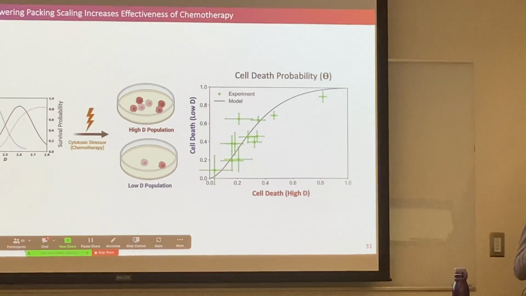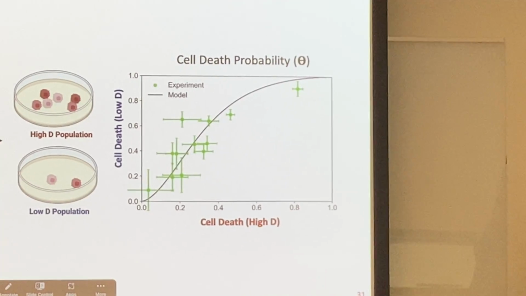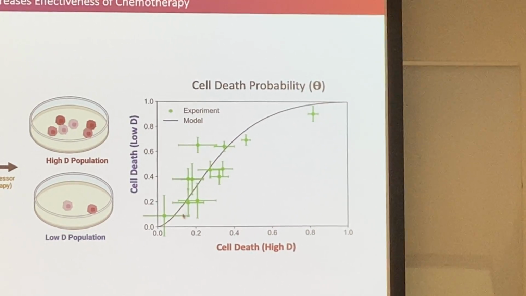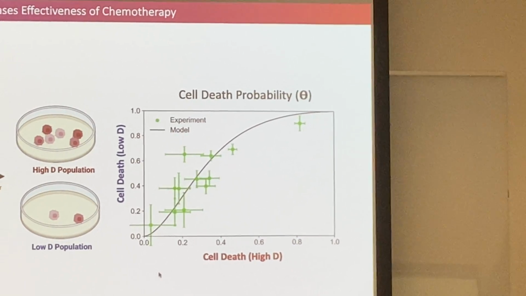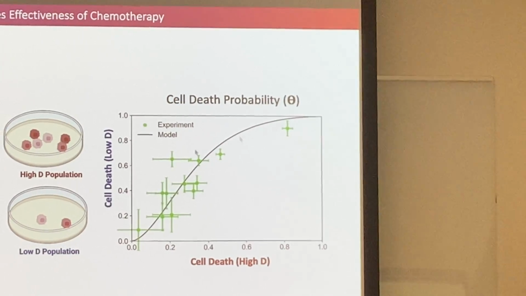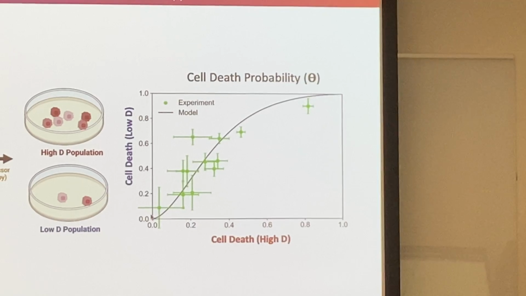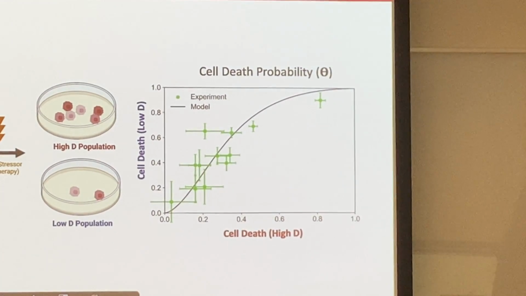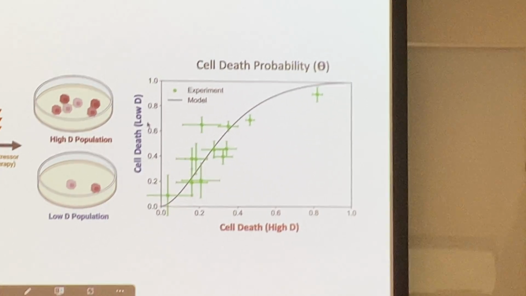From the modeling and experiments, what we did experimentally was expose cell populations to different concentrations of chemotherapy to induce different amounts of cell death for the high D population. Before chemotherapeutic exposure, we lowered the D of this high D population, and we see that exposing the different populations to the same amount of chemotherapeutic stress results in an exponential increase in cell death for this low D population.